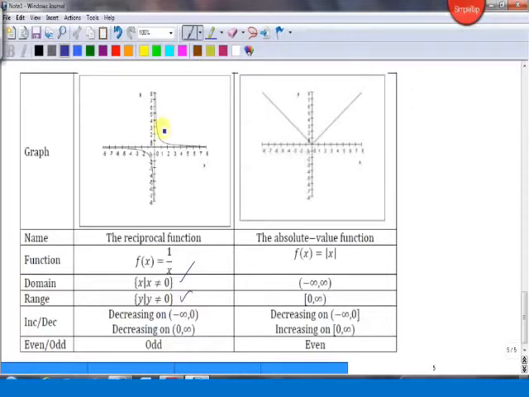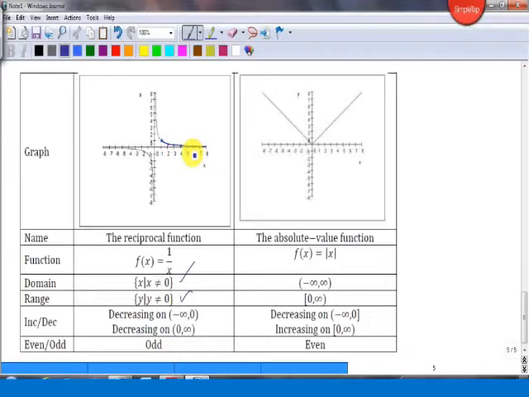Just some considerations. Reciprocal of 1 is 1. The reciprocal of 2 is 1/2. Reciprocal of 3 is 1/3. The reciprocal of 4 is 1/4. And we notice that the farther to the right that we go, the closer the graph gets to what? It gets really close to the x-axis.